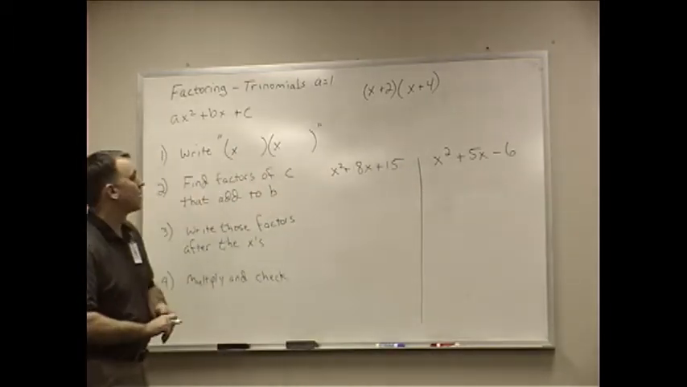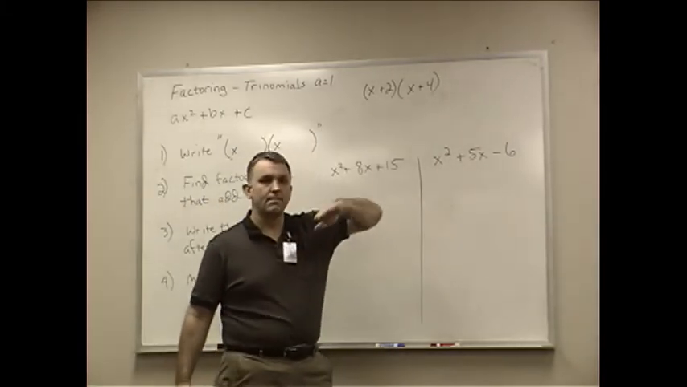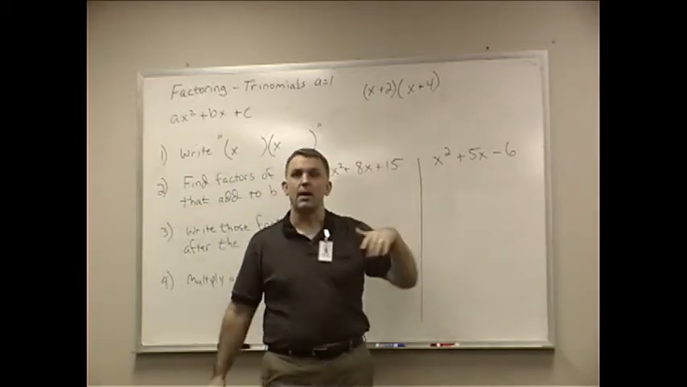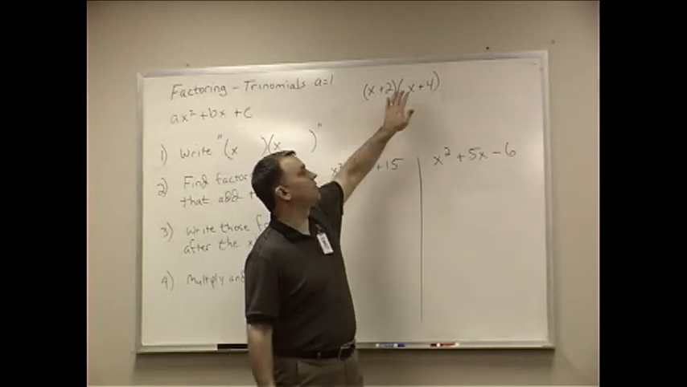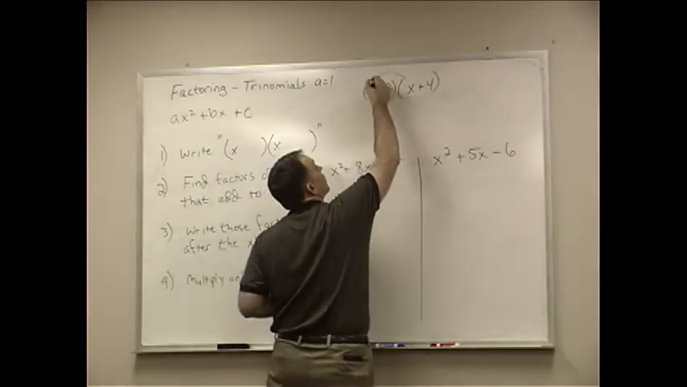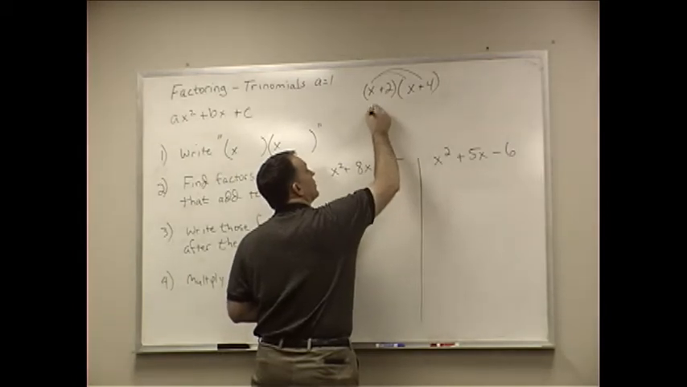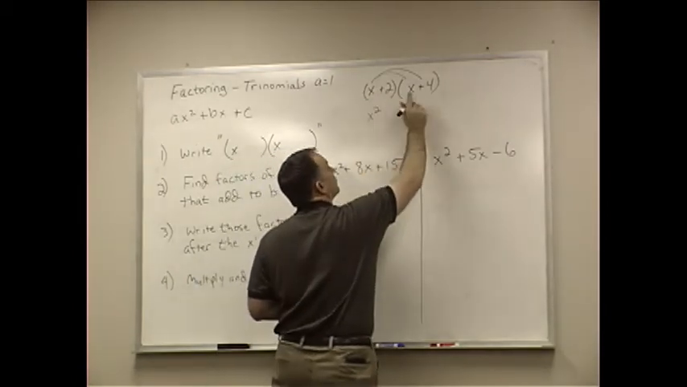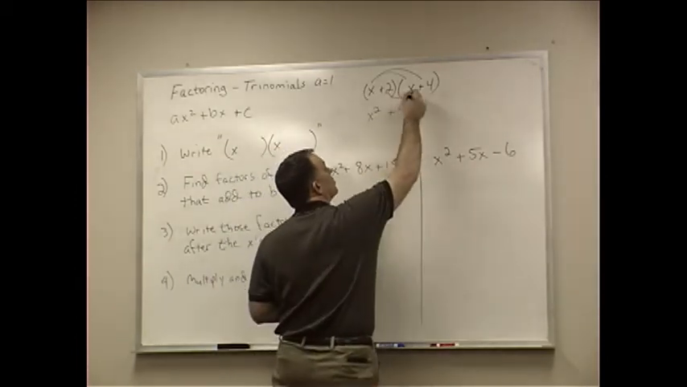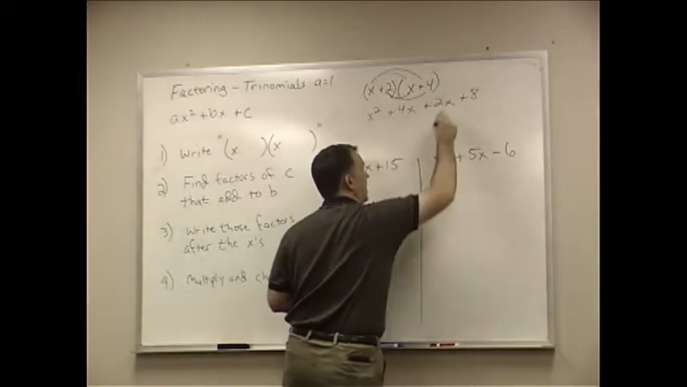I have written up above here a problem that you did last week where you're multiplying binomials. So I have x plus 2 times x plus 4. I want to multiply that a second. Remember, you're using FOIL or double distributive. x times x is x squared. x times 4 is 4x. 2 times x is 2x. And 2 times 4 is 8.